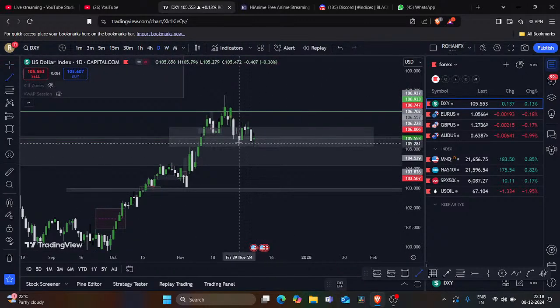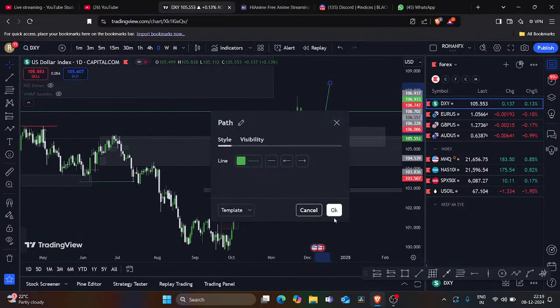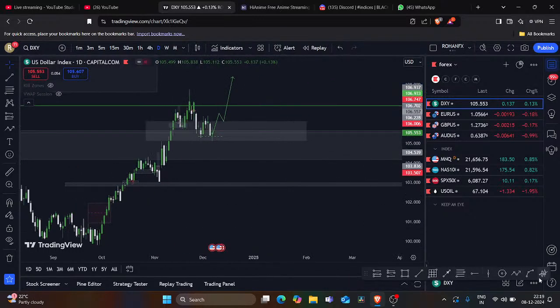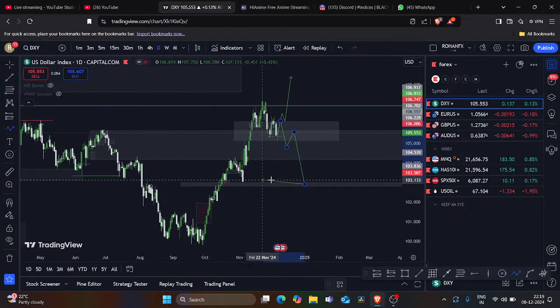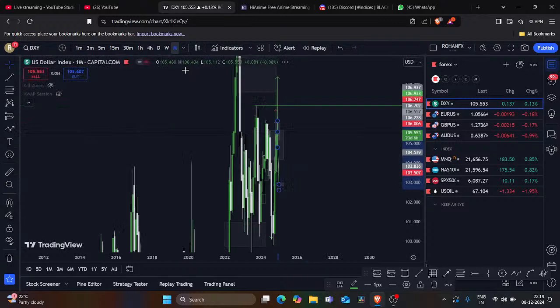So in DXY, what can we expect? Okay, it has taken out this liquidity. So next week, what we can expect, if this fair value gap is getting respected, then we can expect a break of structure. Then we can enter and we can aim for longs here too. If that doesn't work, this weekly fair value gap will become an inverse fair value gap, and we can look for shorts till which levels.